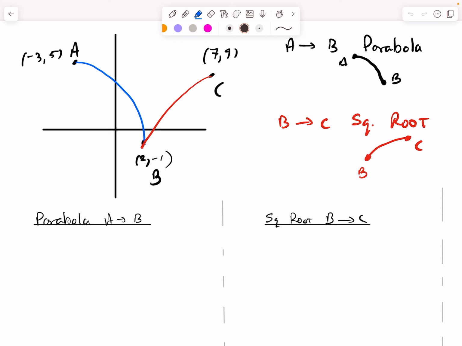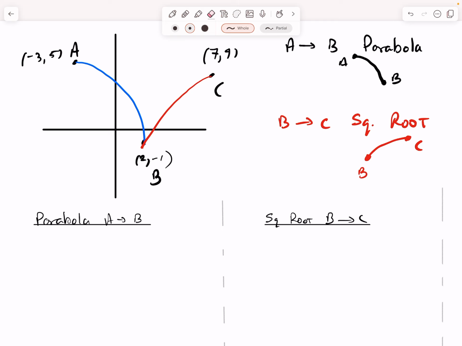So I've got 3 points. The point A is at negative 3, 5. B is at 2, negative 1, and the point C is at 7, 4. And the challenge is to come up with two curves that connect those 3 points. Two different types of curve that will connect the 3 points.